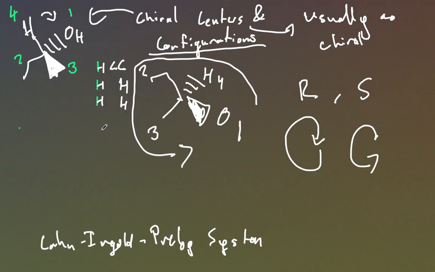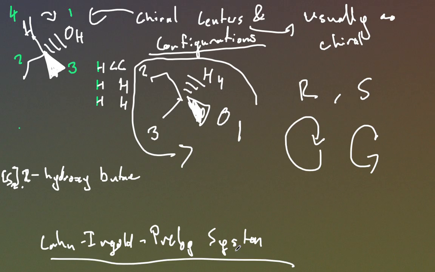this would be 1-hydroxybutane, but it would be R-2-hydroxybutane. Do you get that? And so you use this priority system, and then you can get to the configuration.